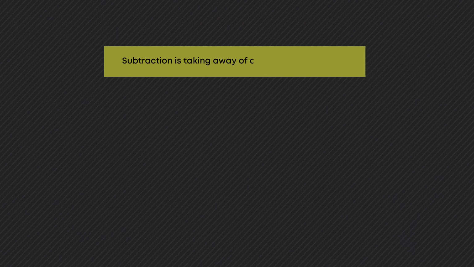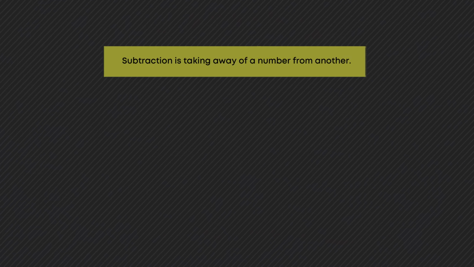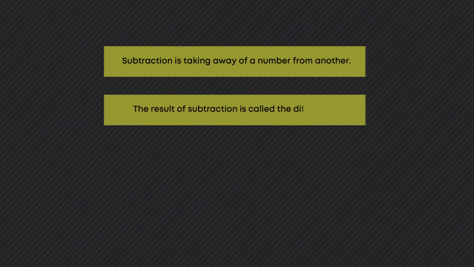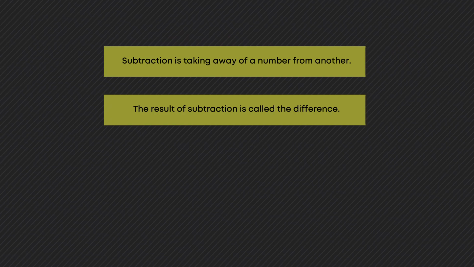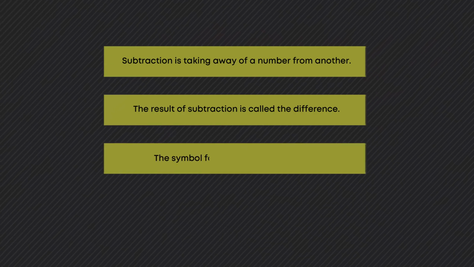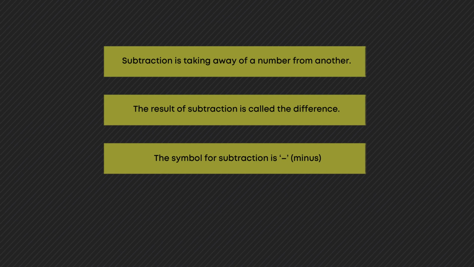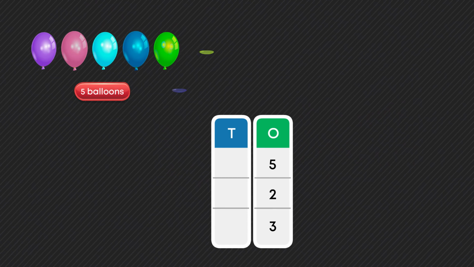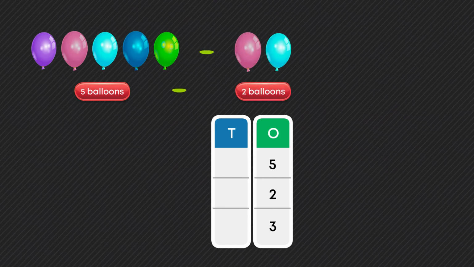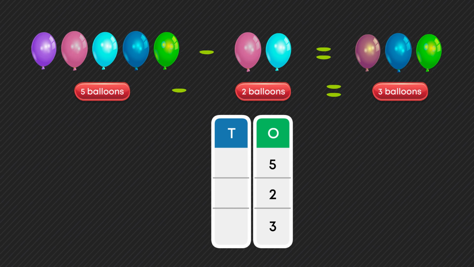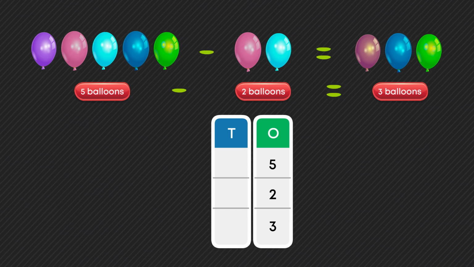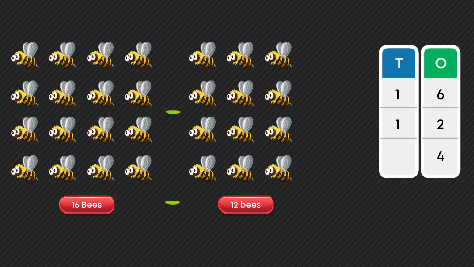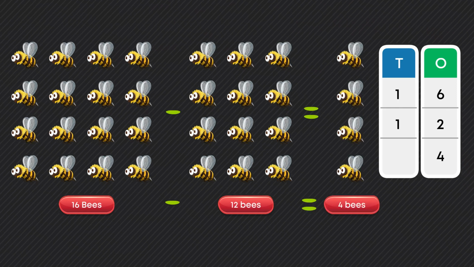Subtraction is taking away of a number from another. The result of subtraction is called the difference. The symbol for subtraction is minus. 5 balloons minus 2 balloons is equal to 3 balloons. 16 bees minus 12 bees is equal to 4 bees.